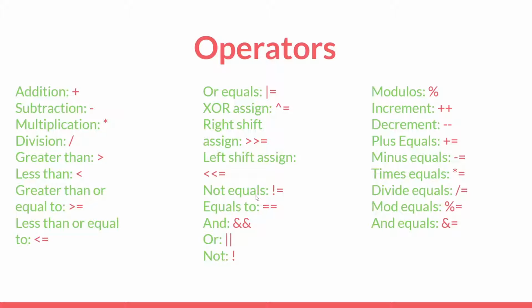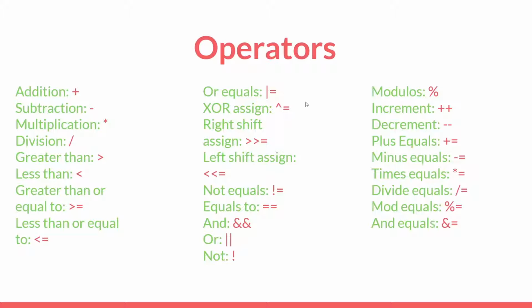Not equals, this one's important. We'll cover this one later as well with our conditionals. Same with equals to, the AND operator, the OR operator, and the NOT operator. Those are all very important. Modulus is important. It's numeric, just like the addition and subtraction ones. We will cover plus plus and minus minus. Plus equals, minus equals. Those are all important. Mod equals, and equals you can ignore.